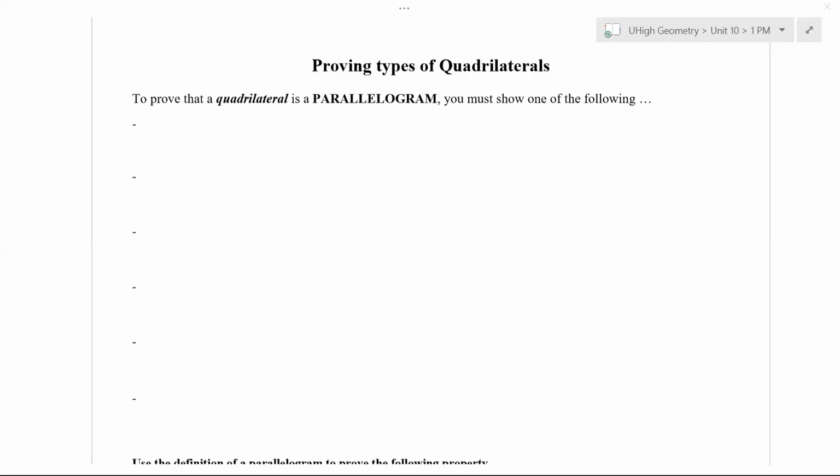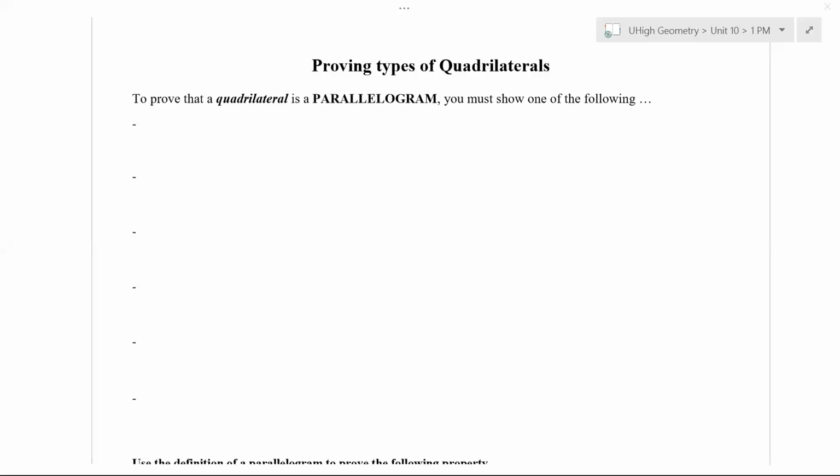Today we are going to start the second half of our unit, but really what we're going to do is use all of those properties that we've been working on in order to prove different types of quadrilaterals. In the past we've asked you, is this a square, is this a rectangle, and how do you know? Well, now we're going to go down to the basics.